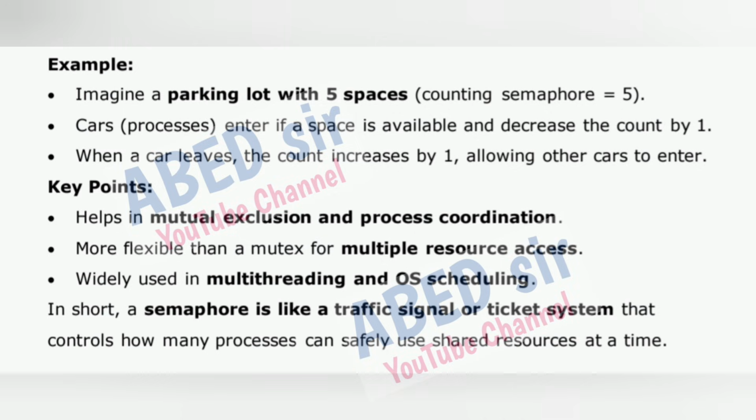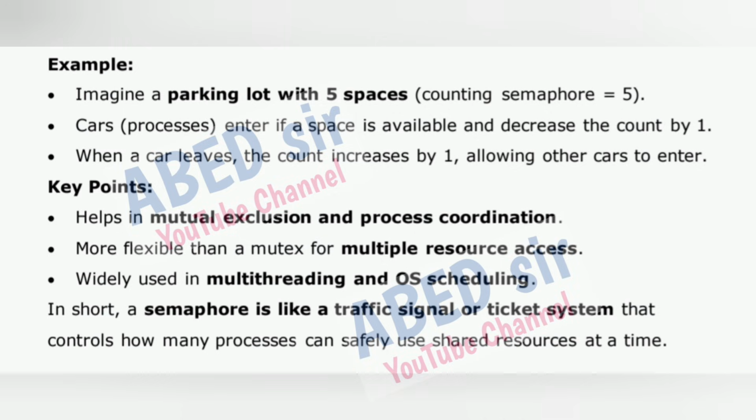Example: imagine a parking lot with 5 spaces, counting semaphore is equal to 5. Cars, processes, enter if a space is available and decrease the count by 1. When a car leaves, the count increases by 1, allowing other cars to enter. Key points: helps in mutual exclusion and process coordination. More flexible than a Mutex for multiple resource access. Widely used in multithreading and OS scheduling.